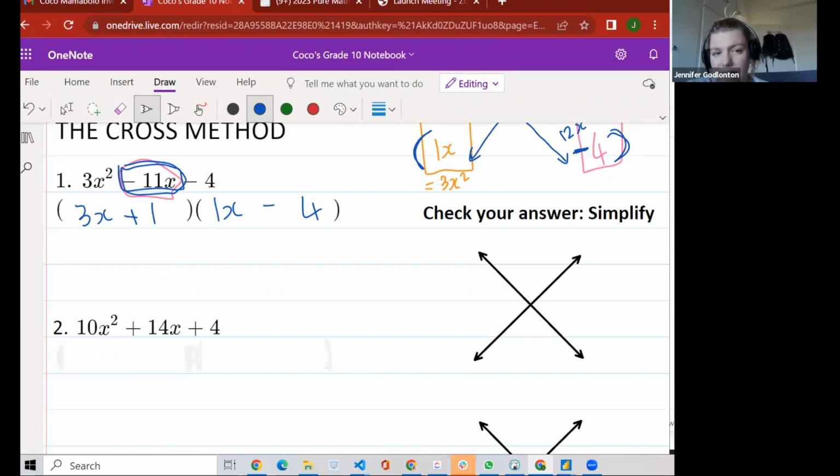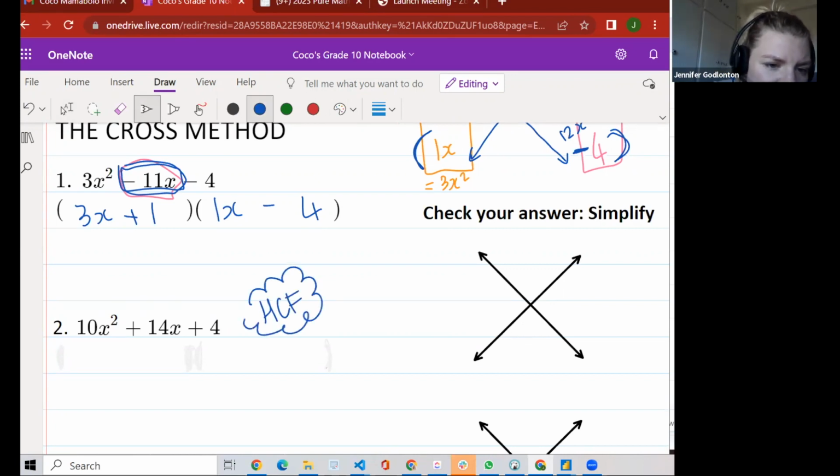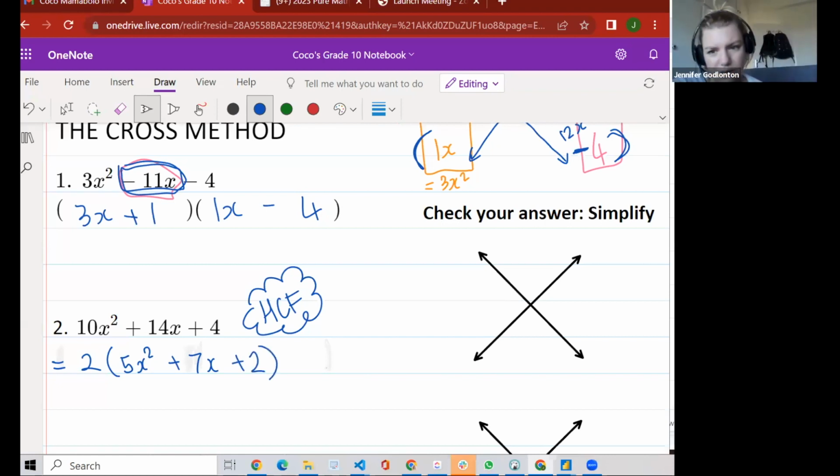I have to look for this every time I do factorization. This is the first thing I have to look for. Yes, highest common factor. And in this question, what is my highest common factor? What number can go into all three of those terms? What can go into 10 and 14 and 4? Good. So I'm going to have 2. I'm going to be left with 5x squared plus 7x plus 2.